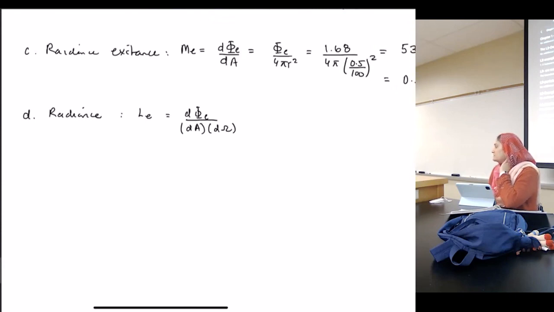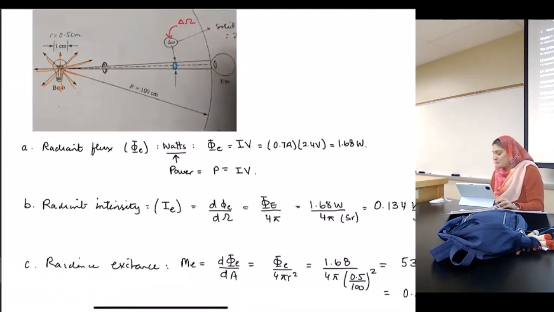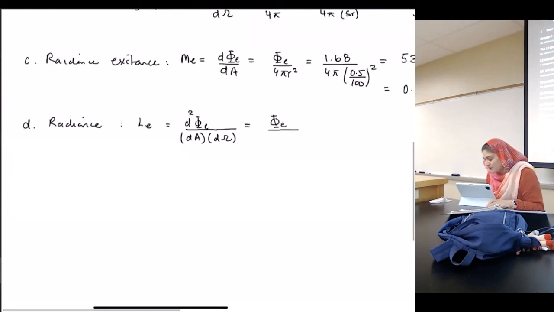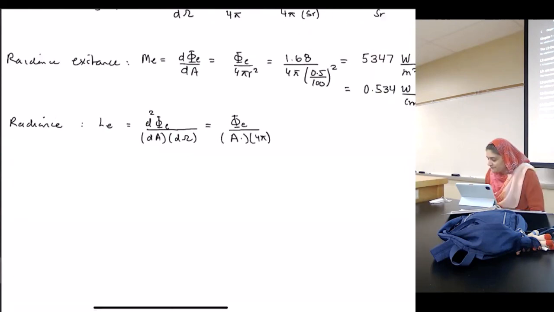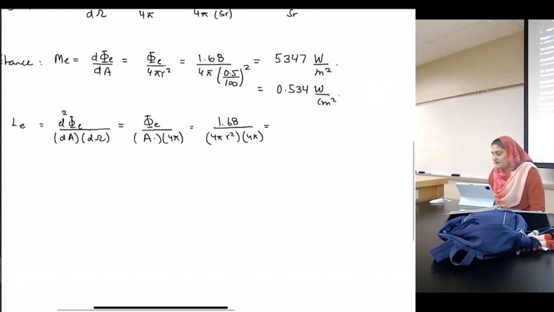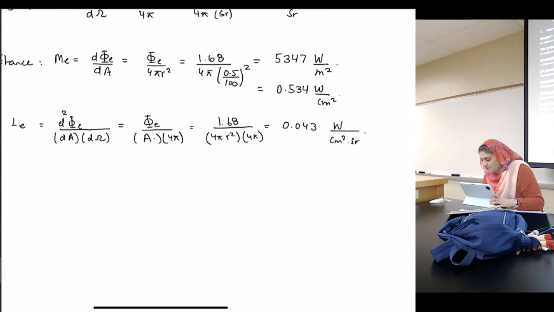And cosine. Oh, and cosine. Just call it zero. The cosine of zero. Because let's consider that to be the same wherever it is. So it's straight across. Okay, so for the total one, it'll just be A times the total 4 pi. So this will just be 1.68 divided by 4 pi r squared times 4 pi for the total. Somebody give me the answer in the right numbers and I'll accept it. R will be 0.5. Yes, R will still be 0.5 because we're still talking about the bulb. 0.043 watts over centimeters squared steradians. Okay, good.